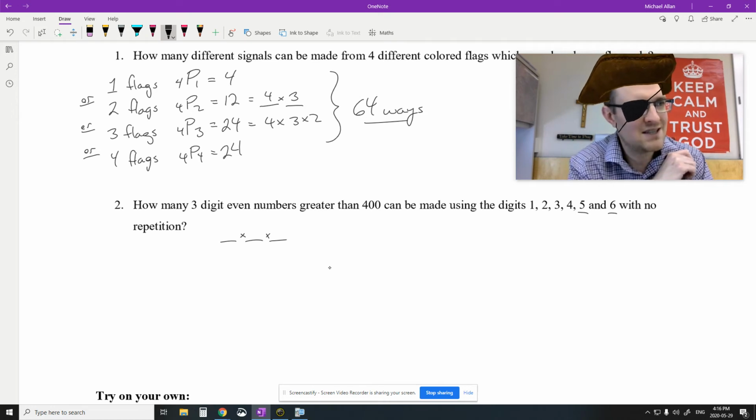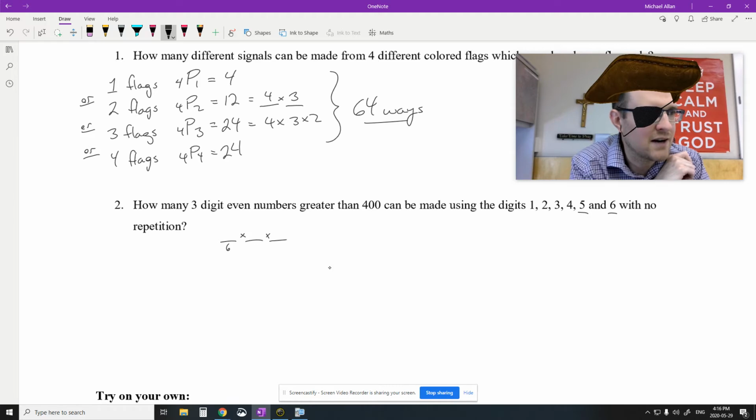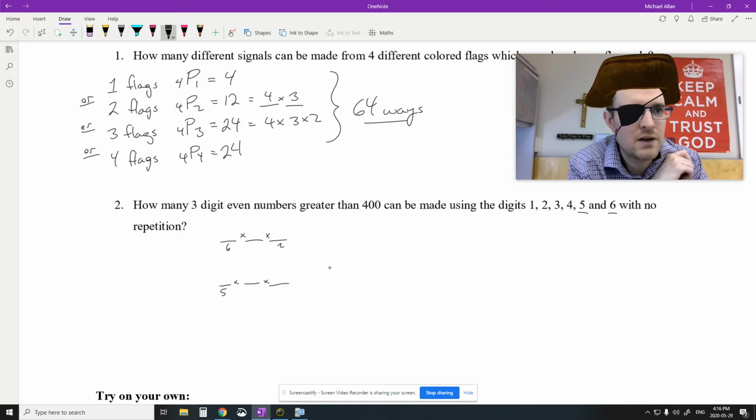I could either put a 6 here. If I pick a 6 here, because I got a 5 or a 6 for that spot, then there's only 2 choices here. But if I pick a 5 here, then there's 3 choices, 2, 4, or 6, right?